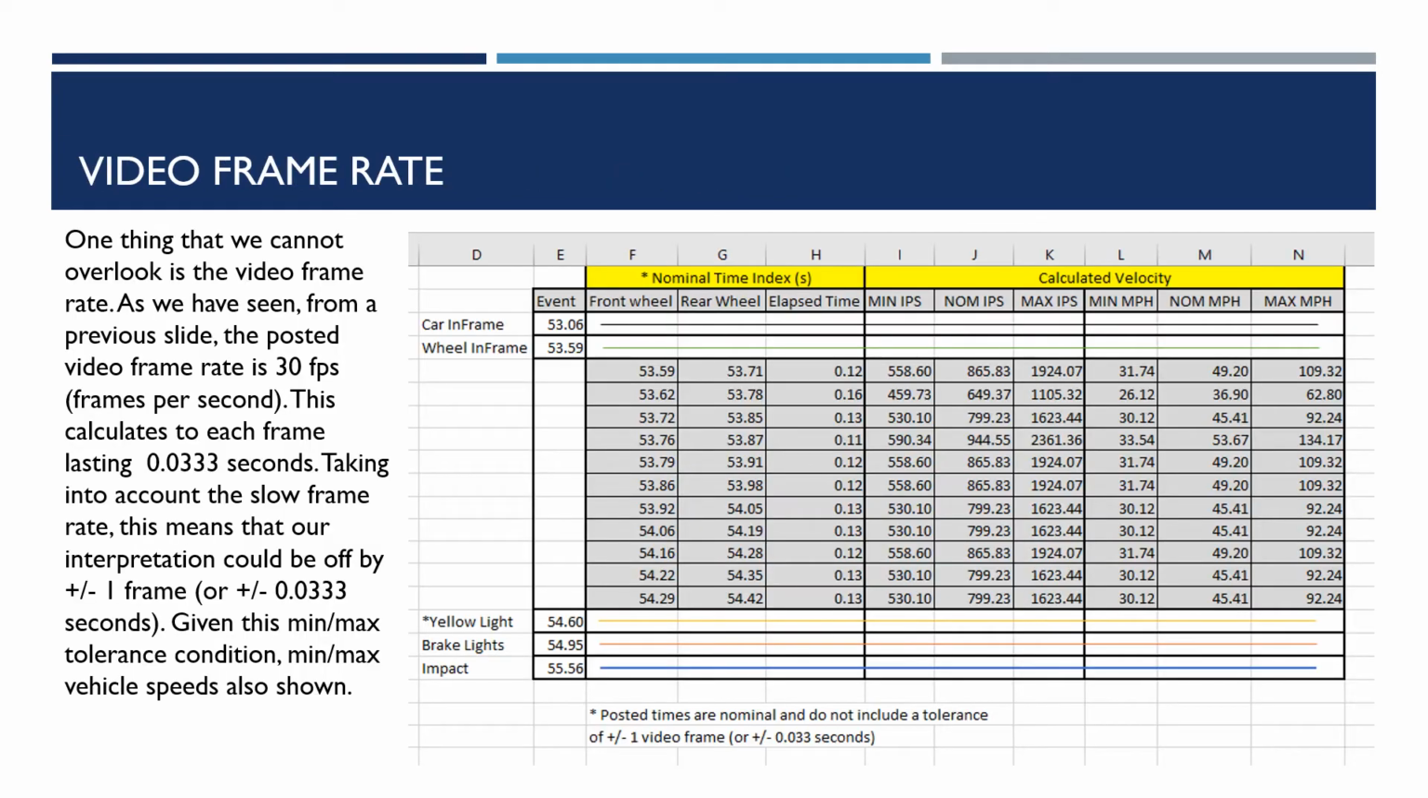One thing that we cannot overlook is the video frame rate. As we have seen from a previous slide, the posted video frame rate is 30 fps, frames per second. This calculates to each frame lasting 0.0333 seconds. Taking into account the slow frame rate, this means that our interpretation could be off by plus or minus 1 frame, or plus or minus 0.0333 seconds. Given this min-max tolerance condition, min-max vehicle speeds are also shown.